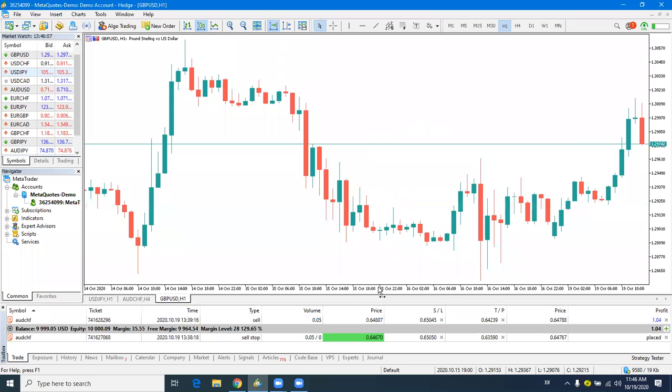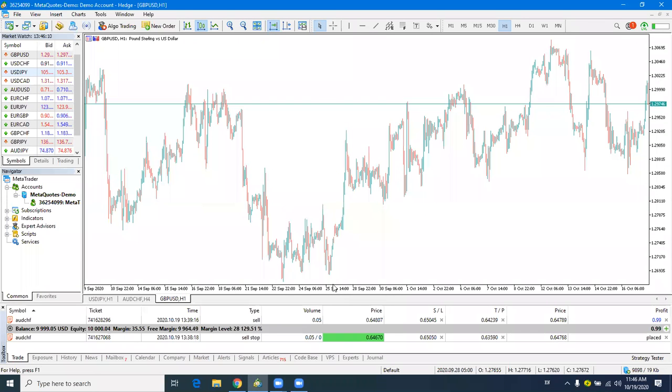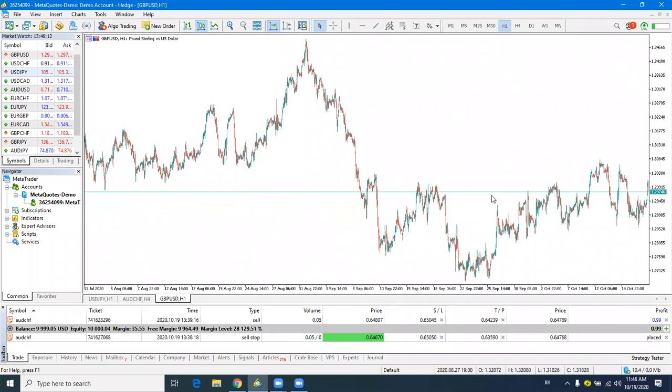So here you go. Is this market going to buy? Very likely. Why? Because I am seeing an uptrend bias right here. I'm seeing an uptrend bias right here.